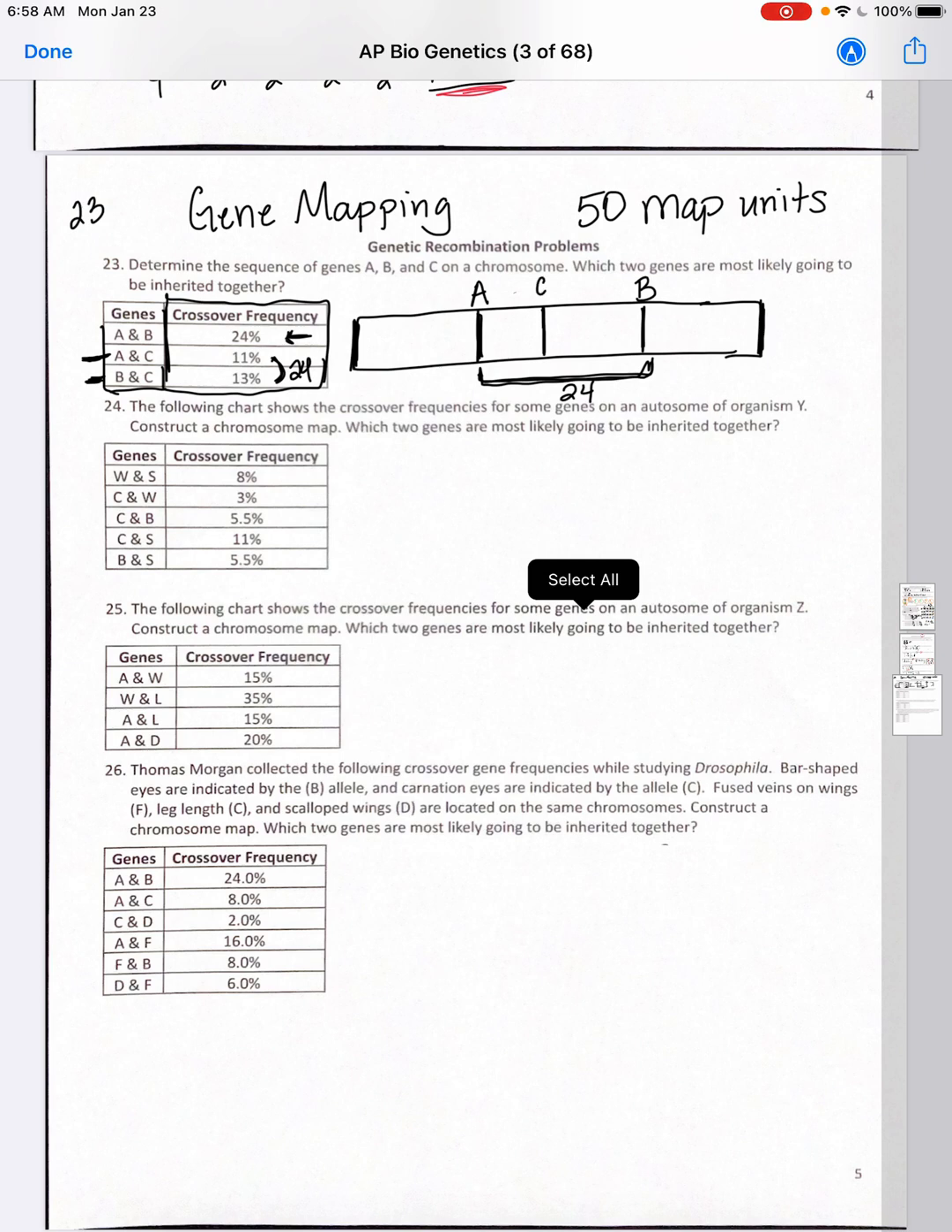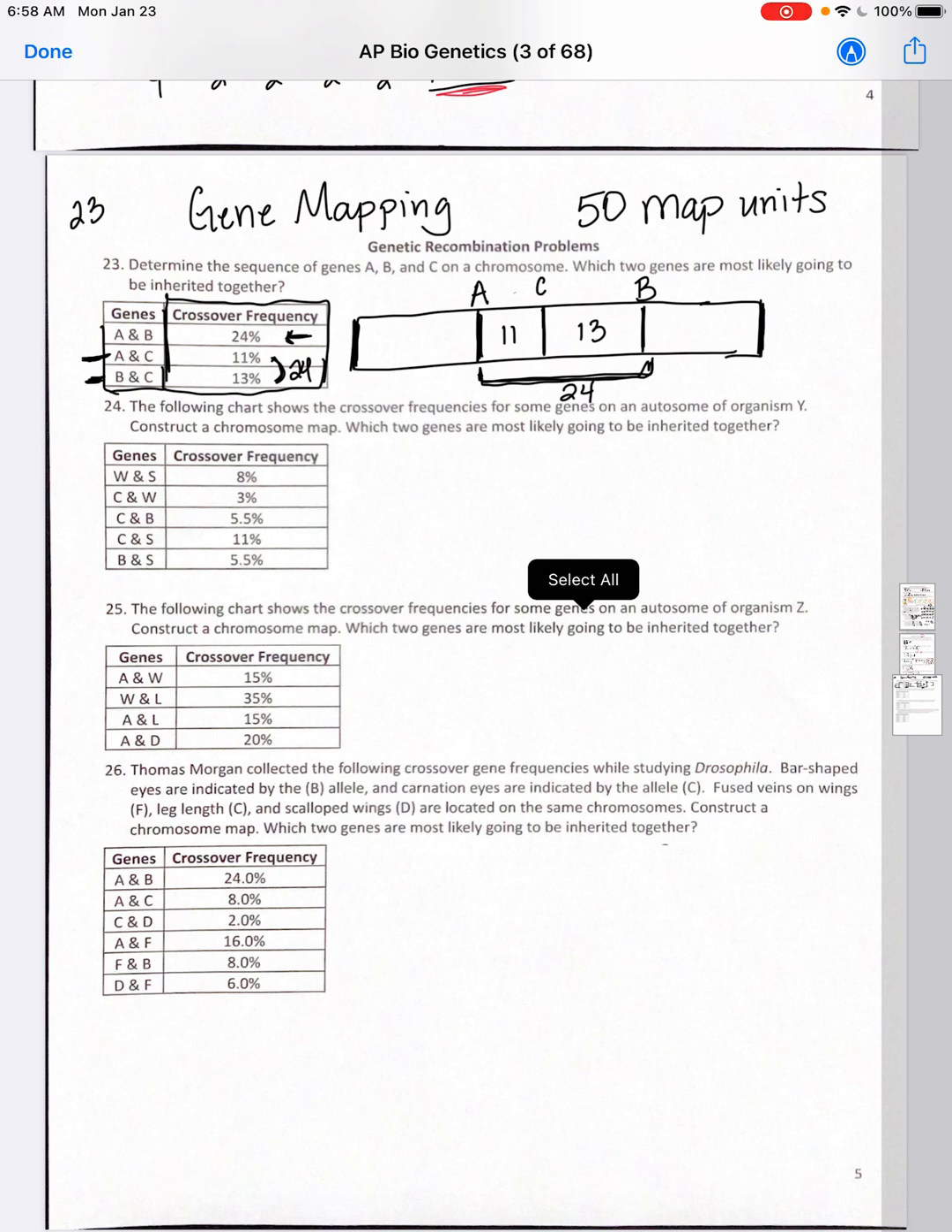Between A and C, I've got 11 map units, and between B and C, I've got 13. Just to check your math, you can see that that all adds up, which means that our gene map is correct. Okay. So we've chromosome mapped it.